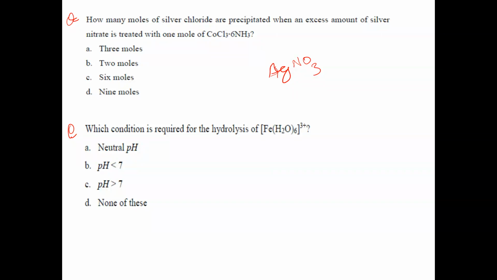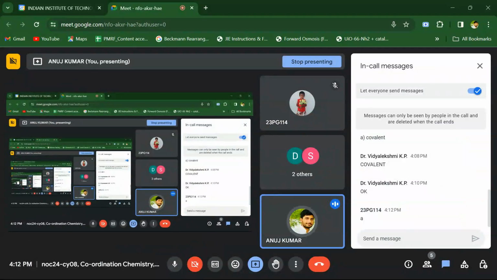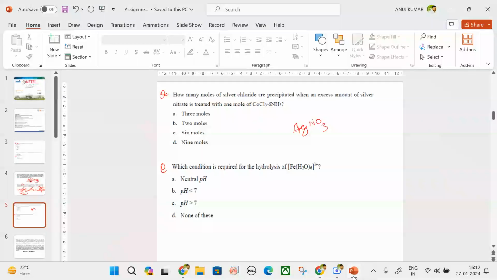Basically, silver nitrate tells us how many chloride ions are there outside the coordination sphere, because only the chloride ions present in the outer sphere can precipitate with silver nitrate, right? That is basically the Werner experiment. I'm getting the answers now. A, that is 3 moles. Who has given the answer for A? The first one can move forward to the second question on this slide.